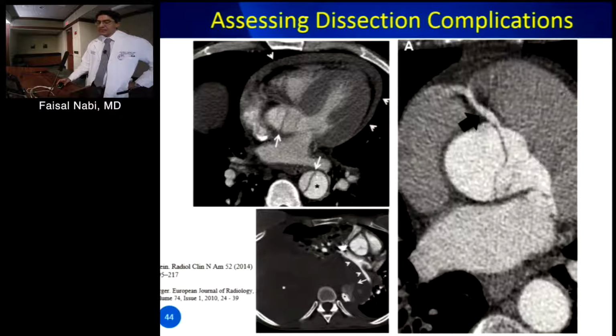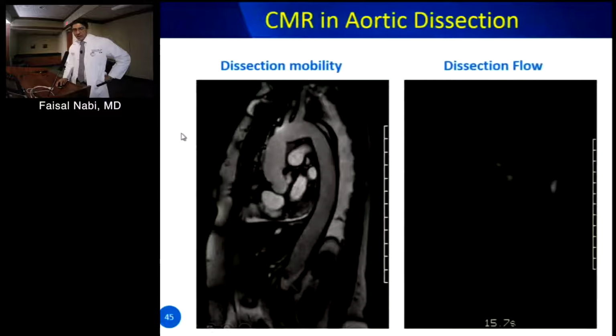You can see the dissection flap, and you can look for involvement of the coronary arteries, and in this one picture on the right, actually a hemithorax. MRI can also be very helpful.